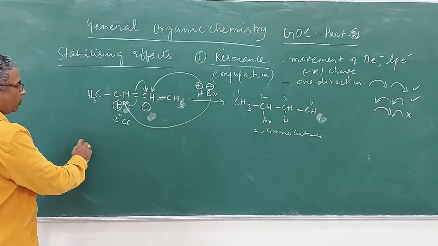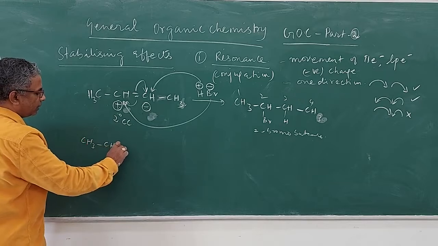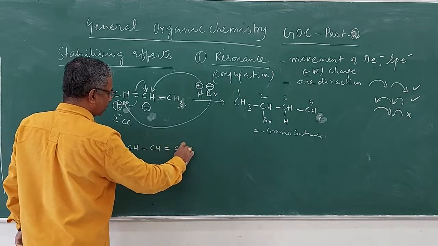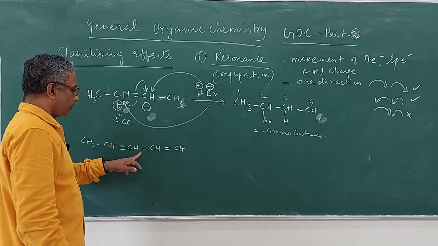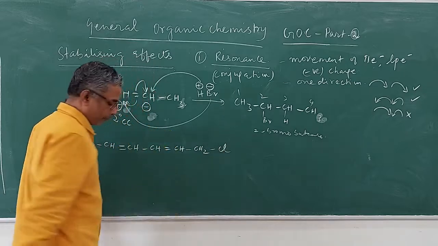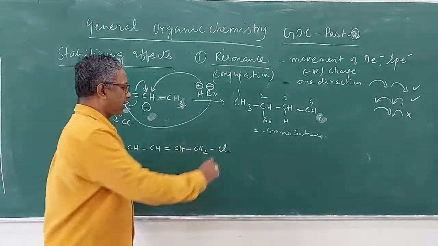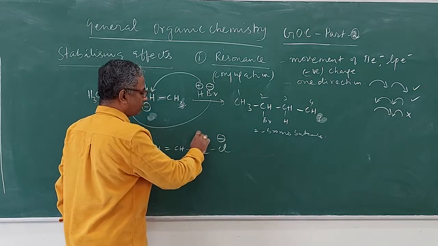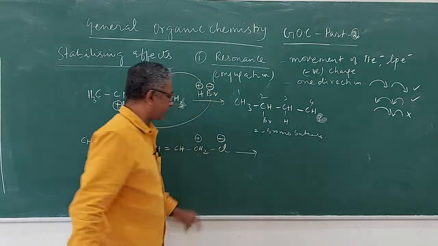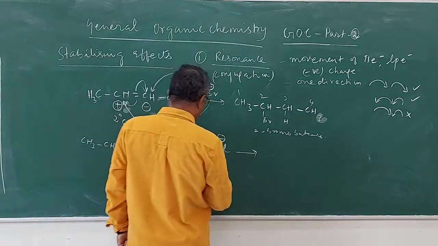So this is one example of resonance. In aromatic compounds, suppose you take, say, CH3, CH double bond CH single bond CH double bond CH, and then you will have CH2Cl. Now as I told you, the electronegativity difference between these two atoms will be greater, therefore this will be minus, this will be plus. So this carbocation will be generated. When you have this carbocation getting generated, this chloride ion will be a better leaving group. So this will leave, generating this carbocation.